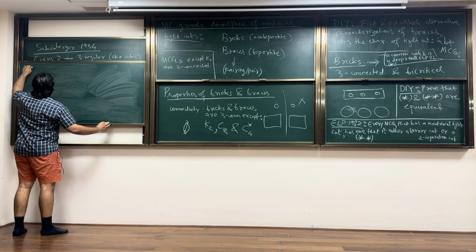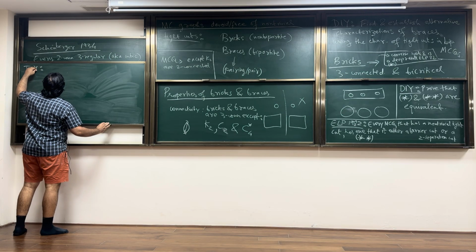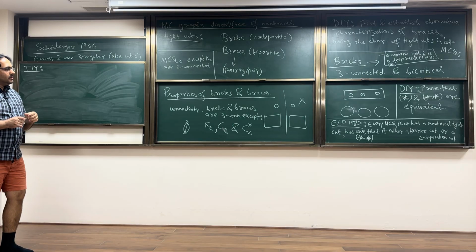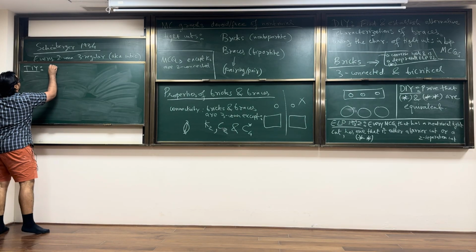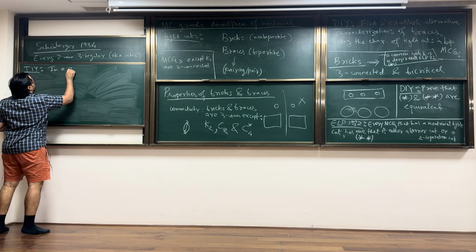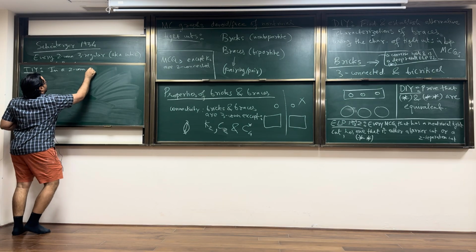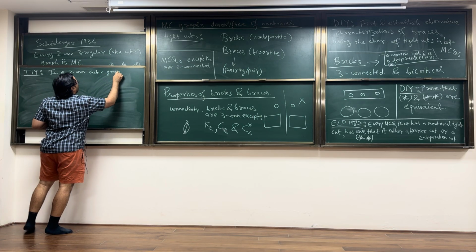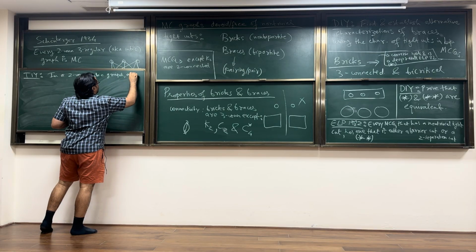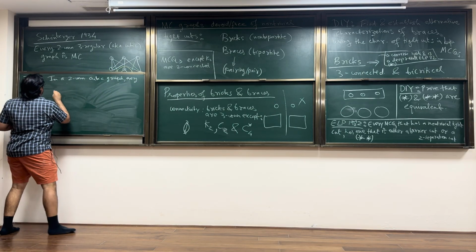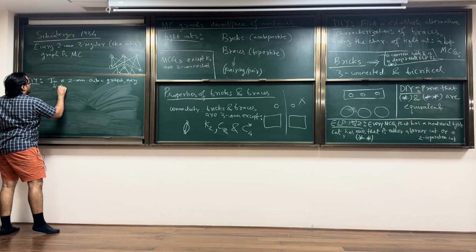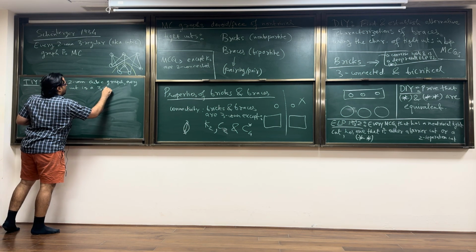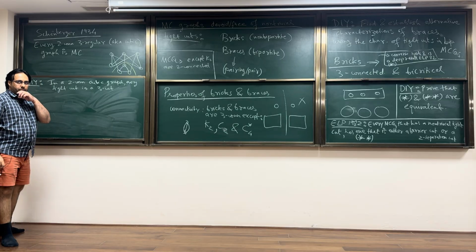So here is a TIY. This is non-trivial. In a 2 connected cubic graph, every tight cut is a 3 cut. Okay.